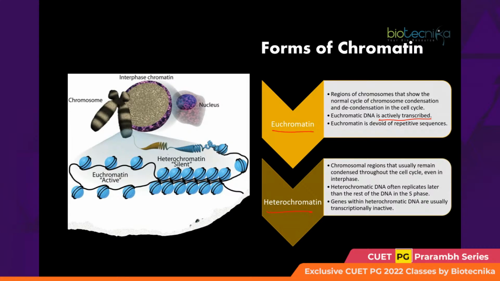Whereas the heterochromatin region is the one which remains condensed throughout the cell cycle. It does not follow the condensation and decondensation cycle. This heterochromatin DNA often replicates later than the rest of the DNA in the S phase, and the genes within heterochromatin DNA are usually transcriptionally inactive. That's why they can afford to be in so much compact structure.